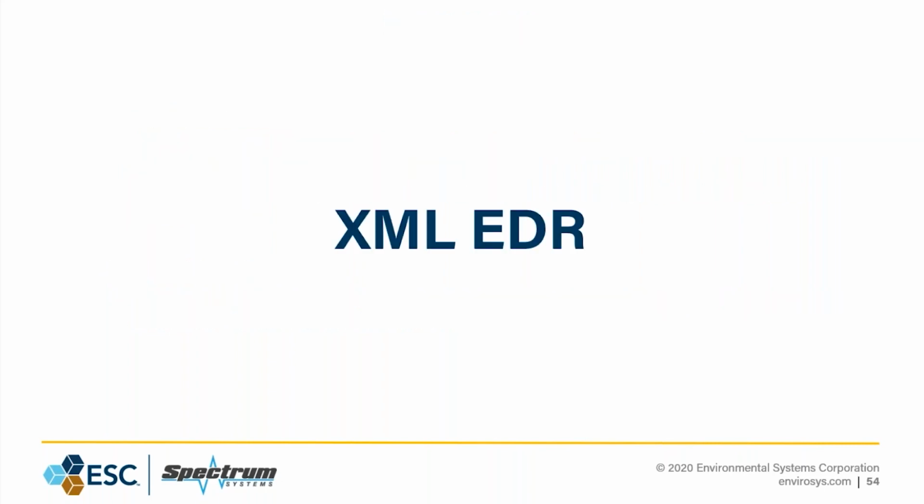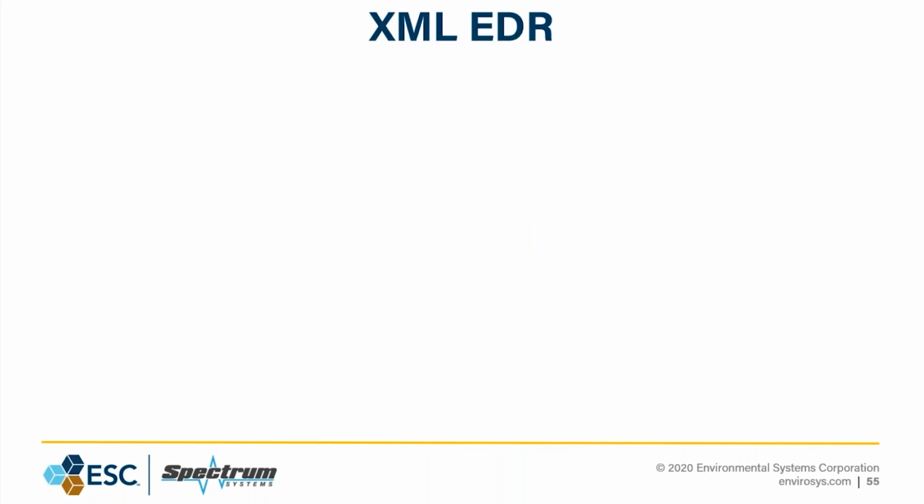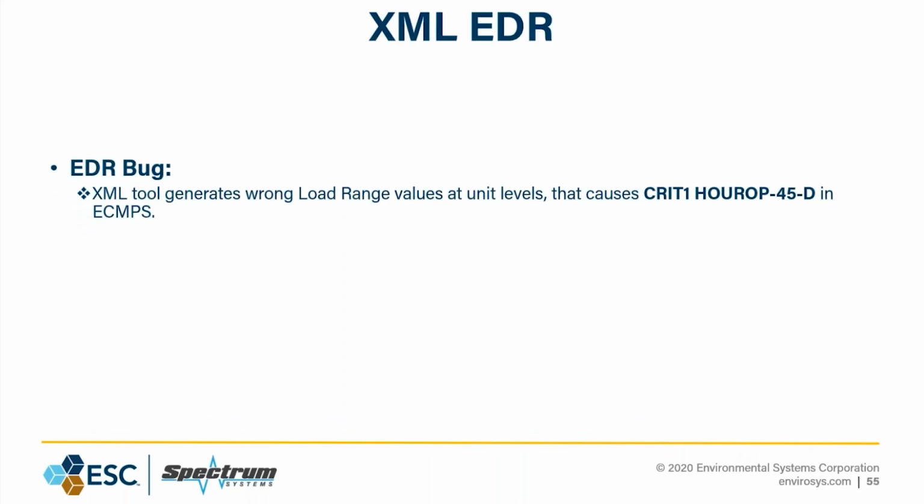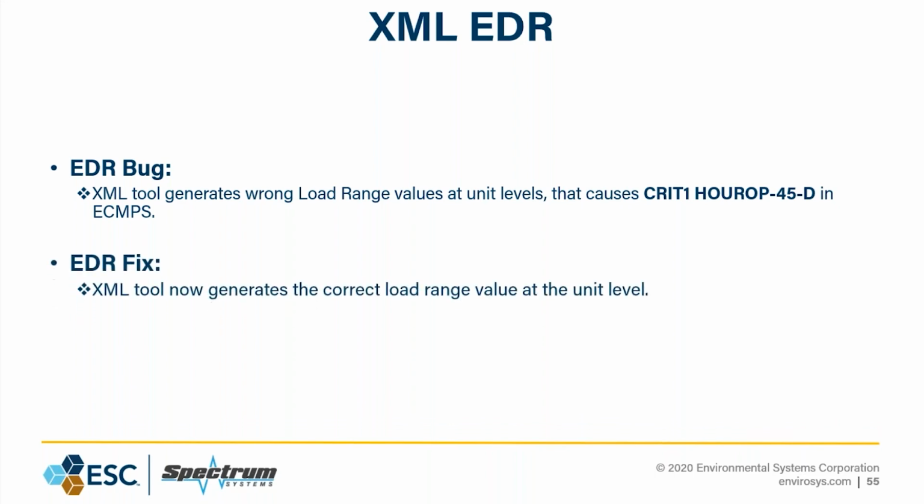There were some bug fixes in XML EDR. The EDR XML tool generates wrong load range values at unit levels. This caused a critical 1 error in ECMPS that has now been addressed. The XML tool now generates the correct load range value at the unit level. Thank you to some of our customers who voiced that issue, and that is now resolved.